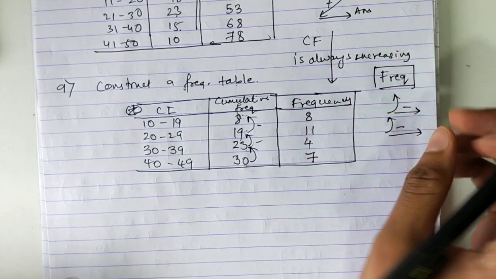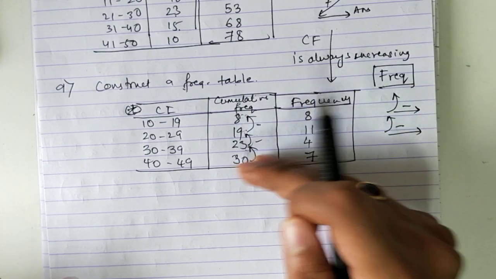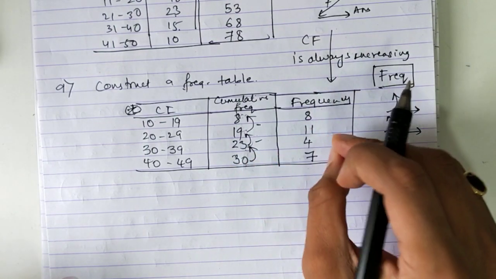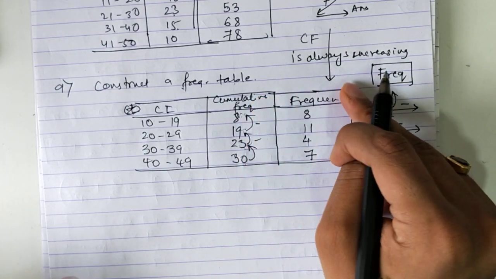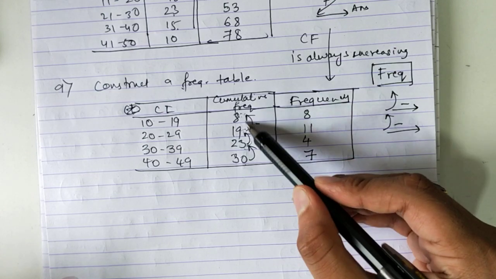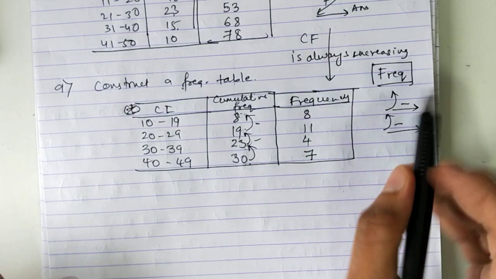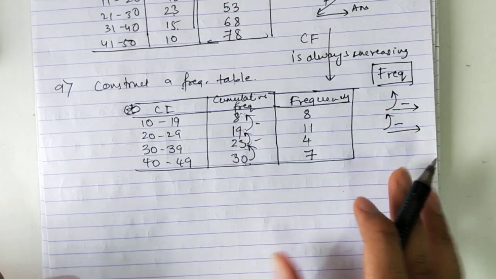Generally, they won't ask such tricky questions, because the solution is very easy. They will properly mention that this is cumulative frequency and this is frequency. But if they don't, you should remember that if the values are increasing, then it is cumulative frequency. I hope you have understood this. Let's do one more sum.